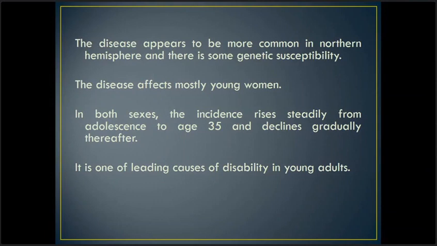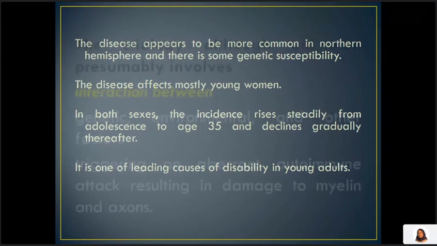In both sexes, the incidence rises steadily from adolescence to the age of 35 and declines gradually thereafter. It doesn't mean that there is no multiple sclerosis in the pediatric age group and in the geriatric age group, but it is most common in young adults. It is one of the leading causes of disability in young adults.